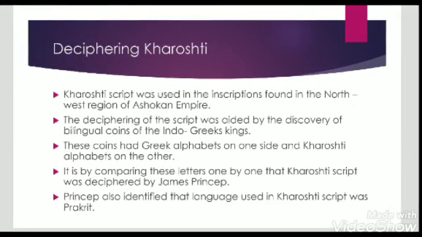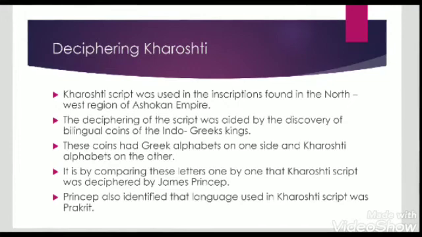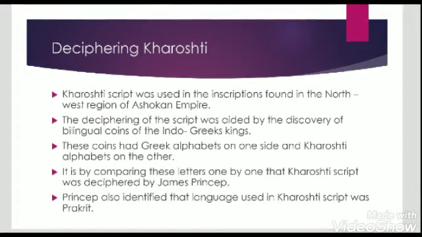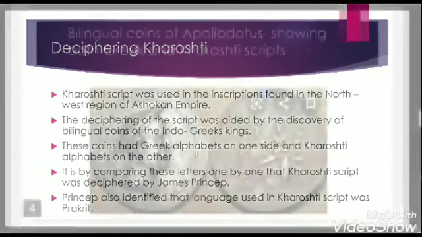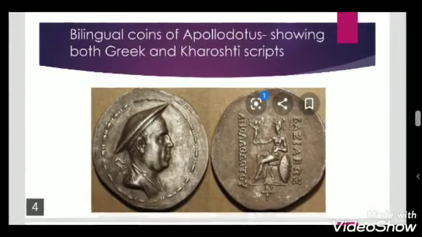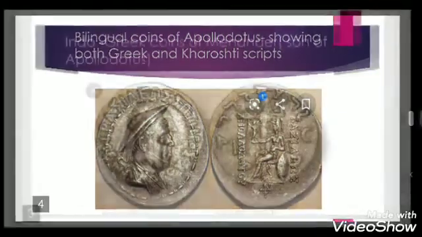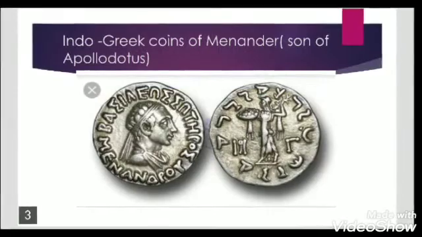So in this way, by studying each and every coin issued by the Indo-Greek kings, they managed to find a letter or an alphabet corresponding to a Greek alphabet corresponding to a Kharoshthi alphabet. Okay? Thus, the Kharoshthi script was finally discovered.